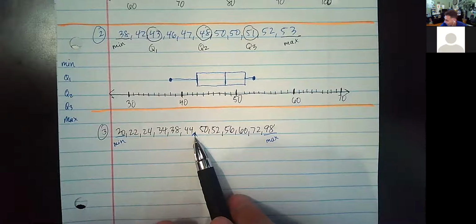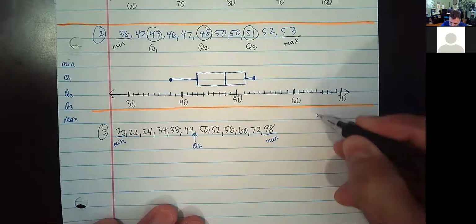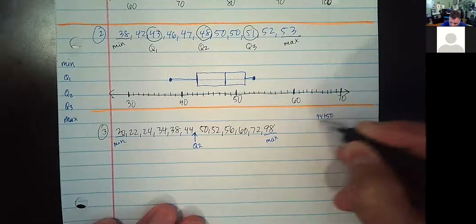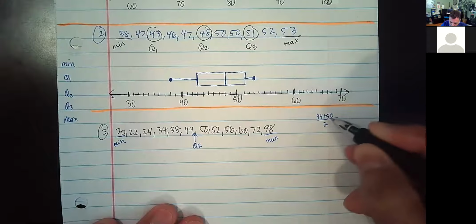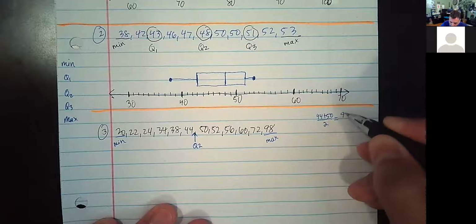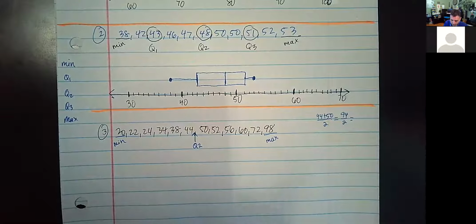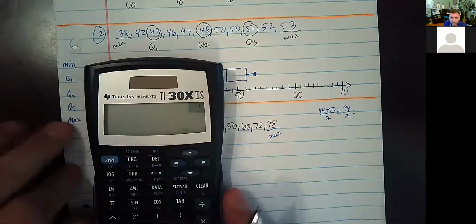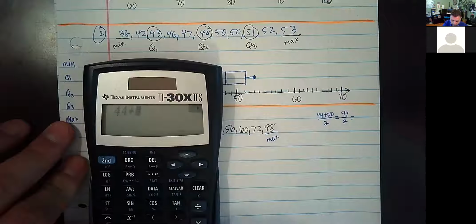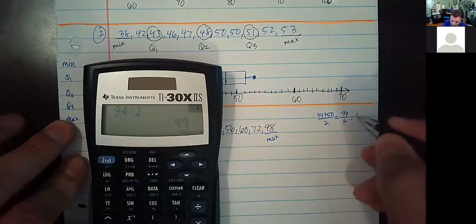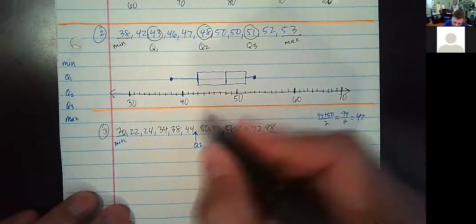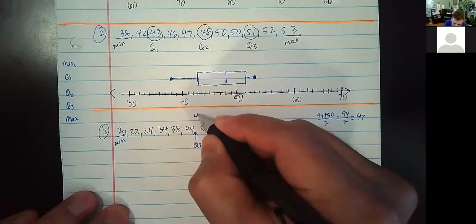Now to figure out what that is, I need to take 44, add it to 50, and divide by 2. So that is 94 divided by 2. And again, you can use a calculator. 44 plus 50, there's your 94, and then take 94 and divide by 2. So I know the middle number, or Q2, is 47. I'm just going to put my 47 up here.